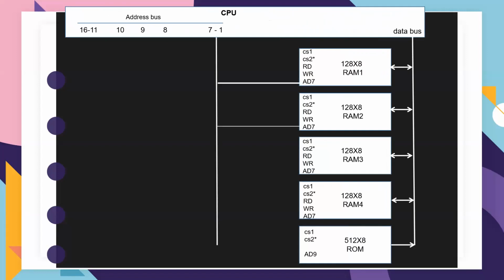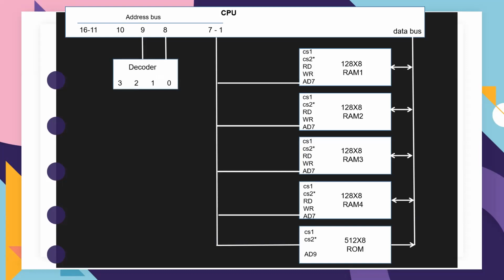Select the byte within the chips. Each RAM receives the 7 lower order bits of the address bus to select one of the 128 possible bytes, and the particular RAM chip is selected by lines 8 and 9 in the address bus. This is done through the 2 into 4 decoder, whose output goes to the CS1 input in each of the RAM chips.